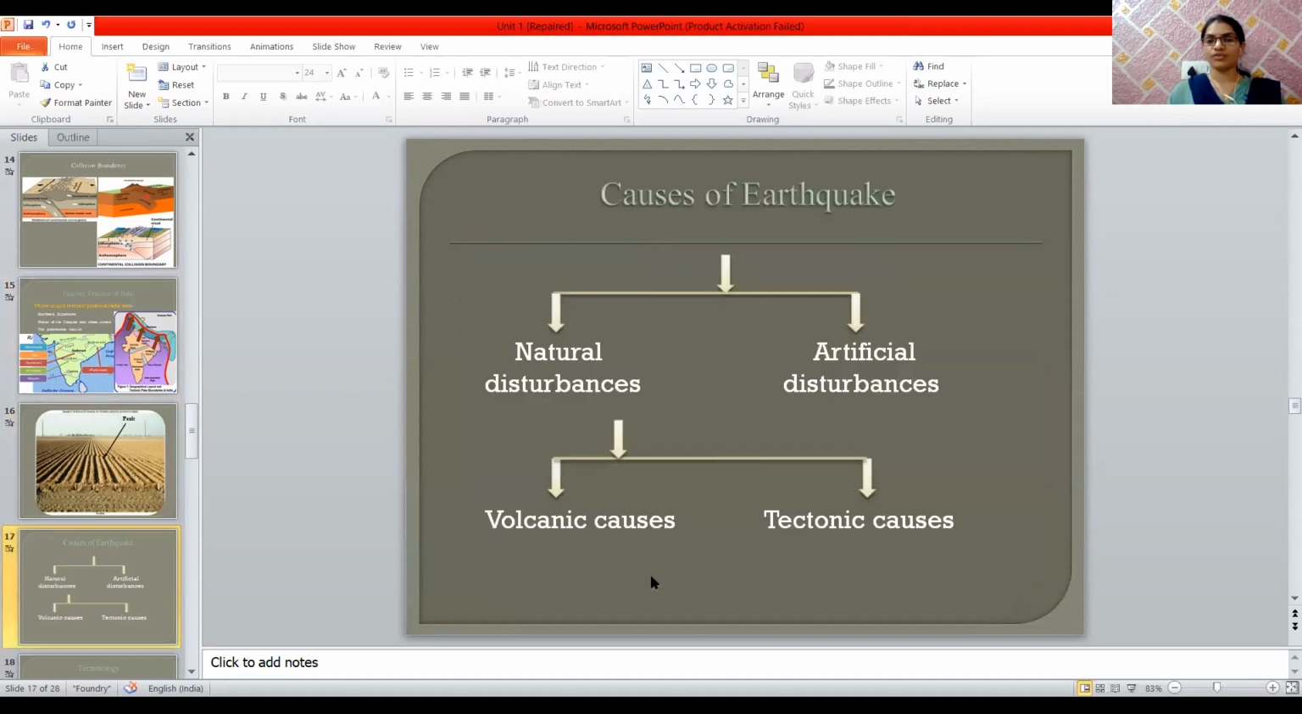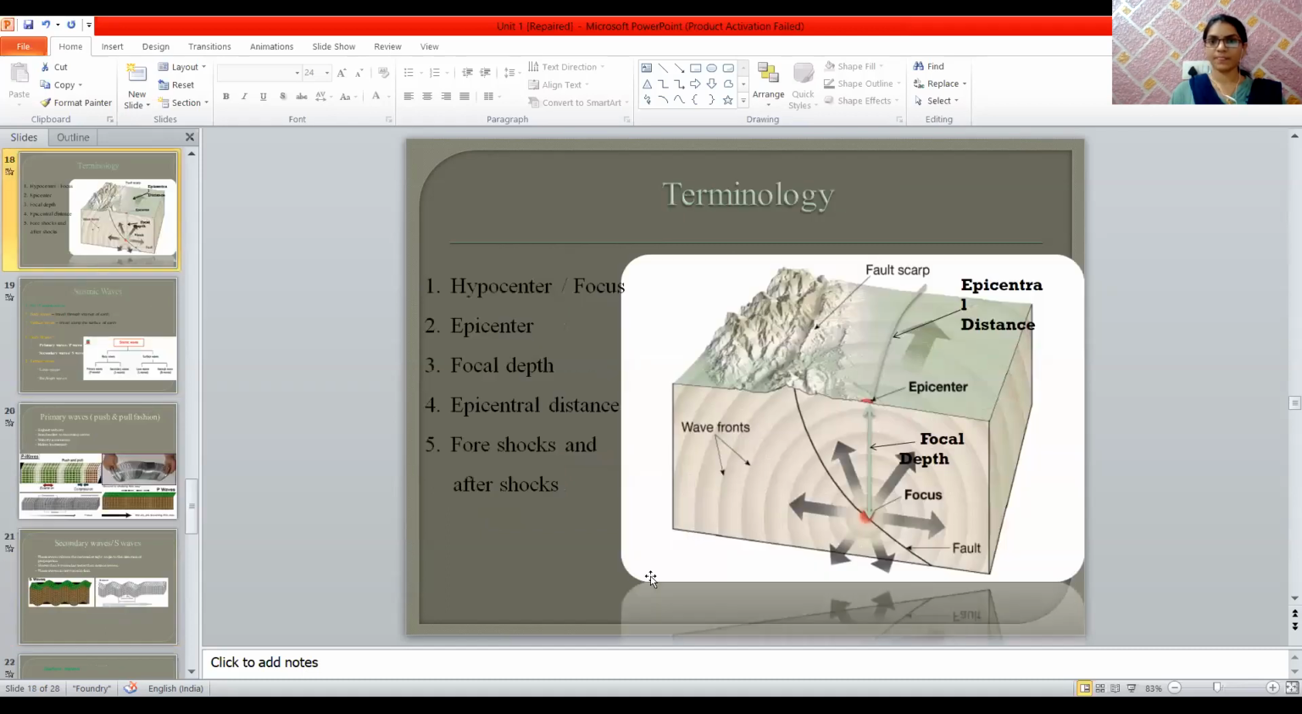Next, causes of earthquakes. Two types of earthquakes occur: natural and artificial. Natural earthquakes occur due to volcanoes and tectonic plates. These are the most common definitions we see in earthquake terminology. There are five definitions of earthquake: first focus, second epicenter, third focal depth, next epicentric distance, and foreshock and aftershock.